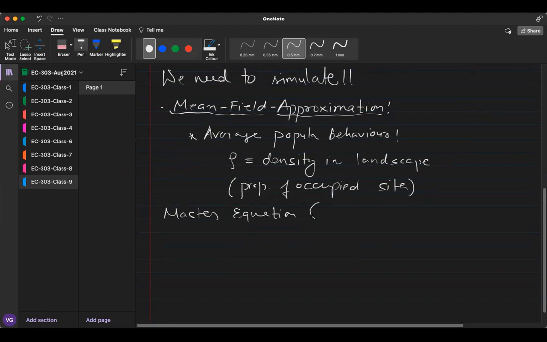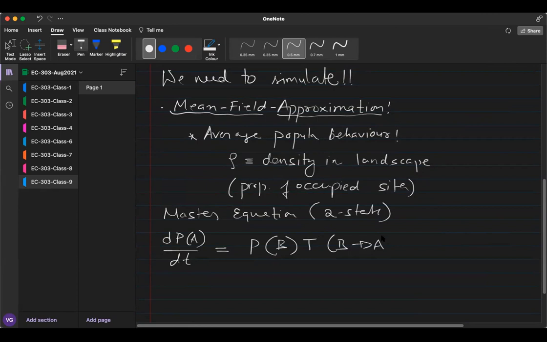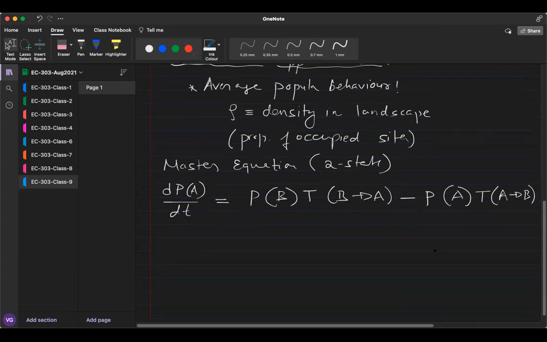So the general equation for a two-state system was that dPA/dt has a gain term: there is some probability that the system is in state B and that state transitions to A. However, state A also changes to state B. So this is effectively the birth of state A, whereas this captures the death of state A. Death need not mean a lack of; it just means that there is flow out of state A to B.